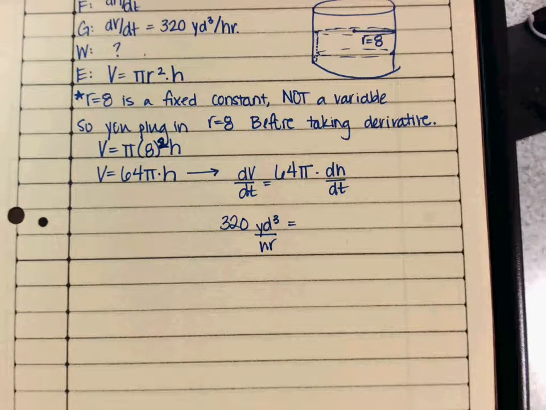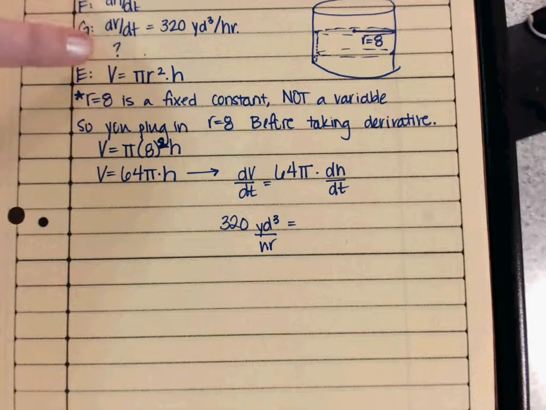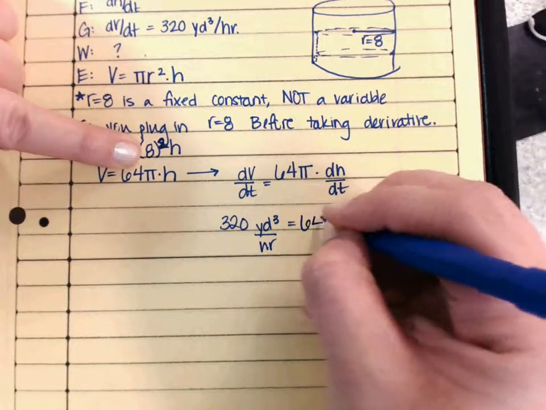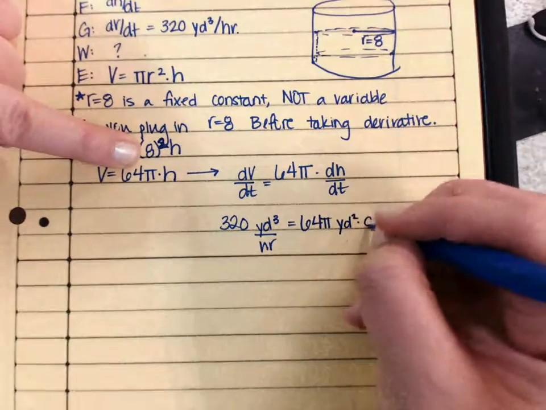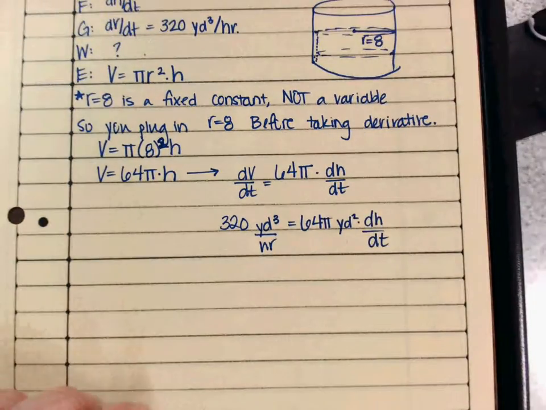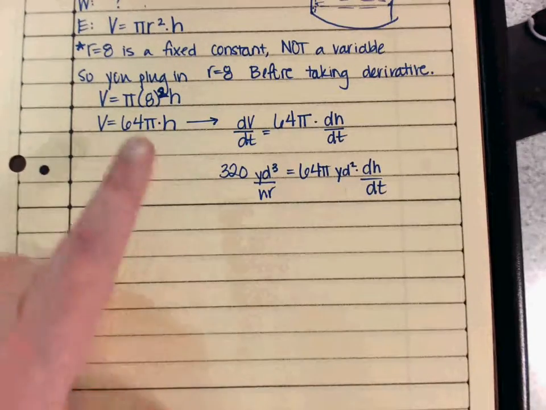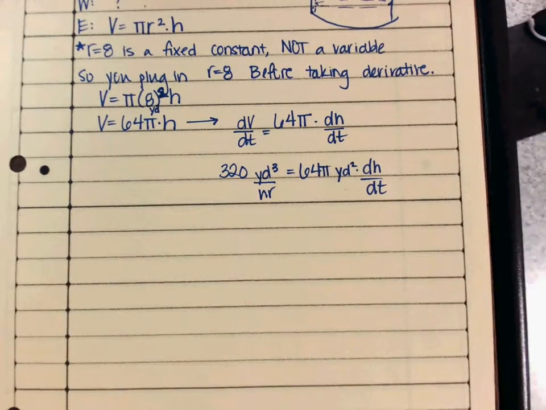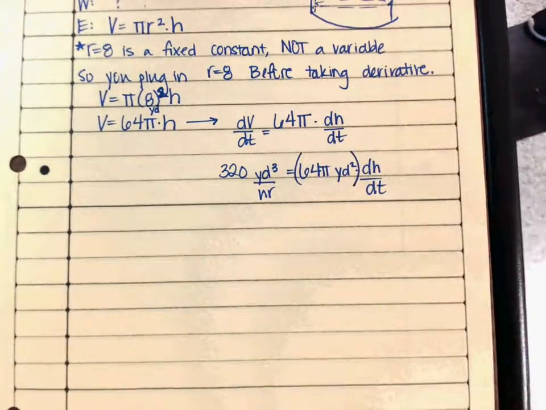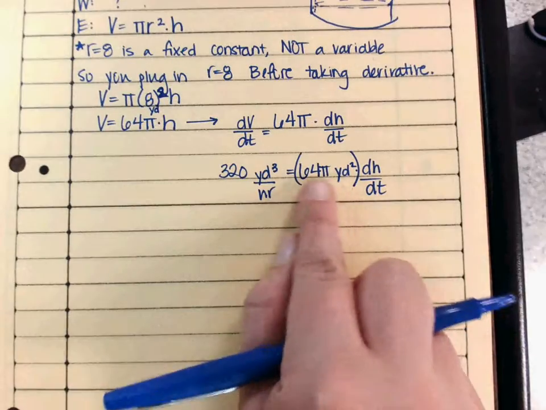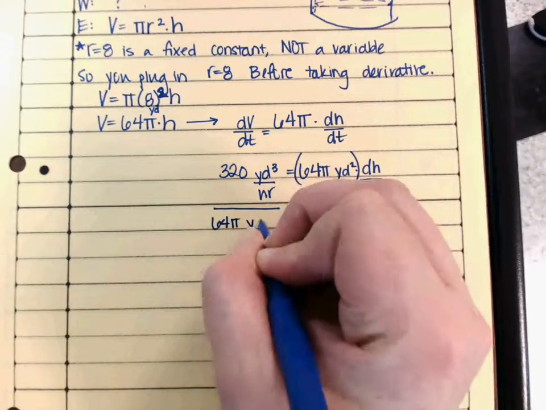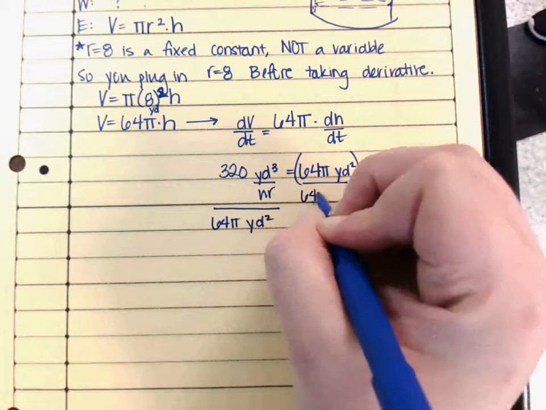Now, I forgot when I plugged in the 8, what was 8 measured in? Yards, and then you remember how I had squared it? So I'm going to bring back in 64 pi, that should be yards squared, dh dt. Because when I squared my 8, there should have been a yards right here, if you want to write that in. Okay? So then from here, how would I solve for dh dt? What would I need to do with this? You would need to divide that on the other side. So I do divided by 64 pi yards squared, divide by 64 pi yards squared.